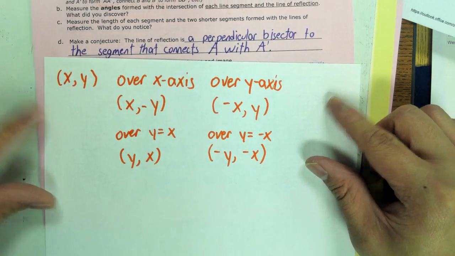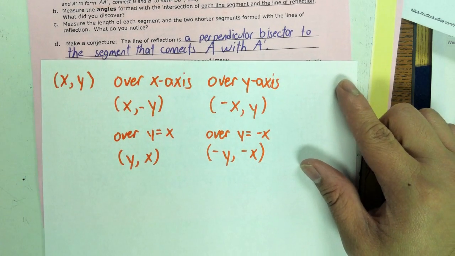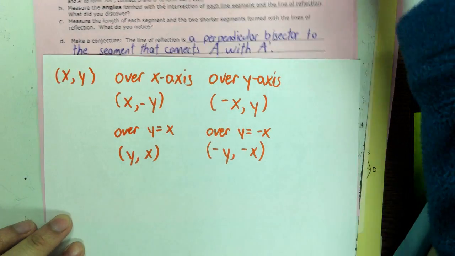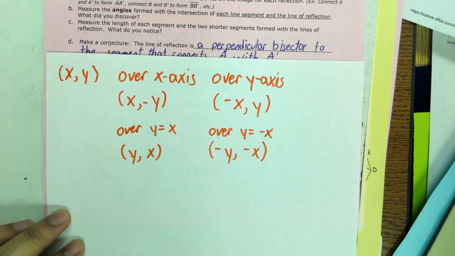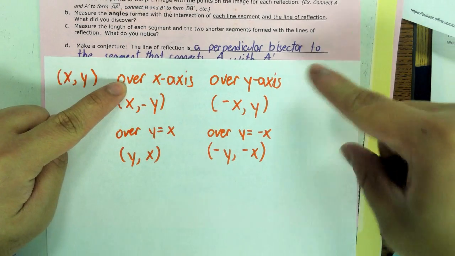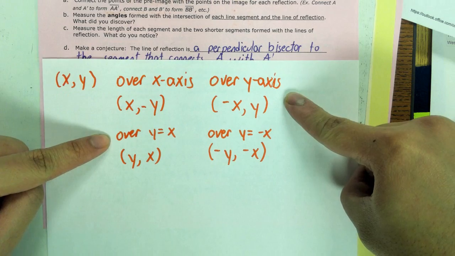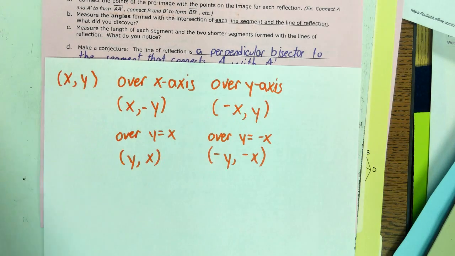So here you have the cheat sheet, the 4 different rules for reflections over the 4 lines we're interested in: over the x-axis, over the y-axis, over y equals x, and over y equals negative x.